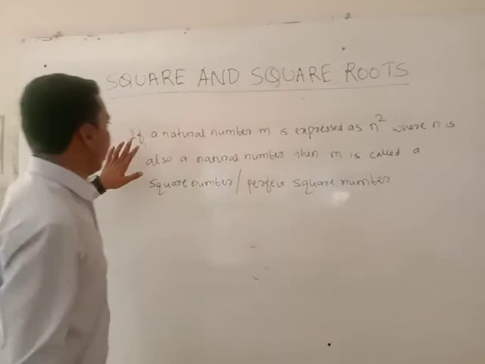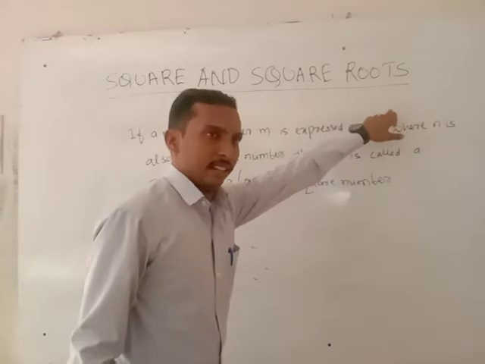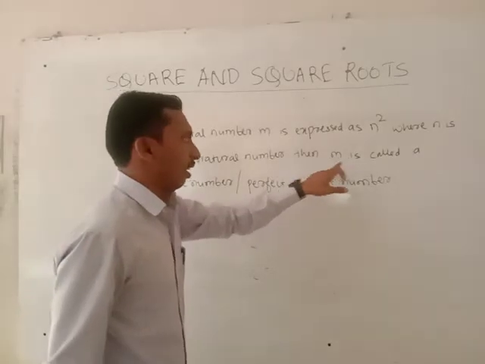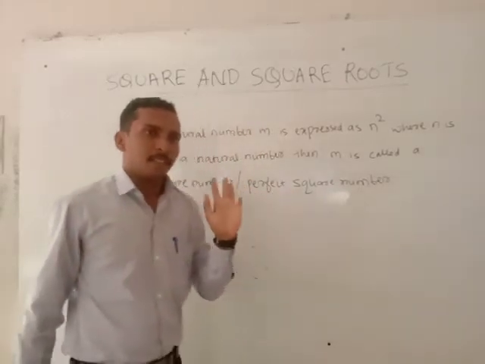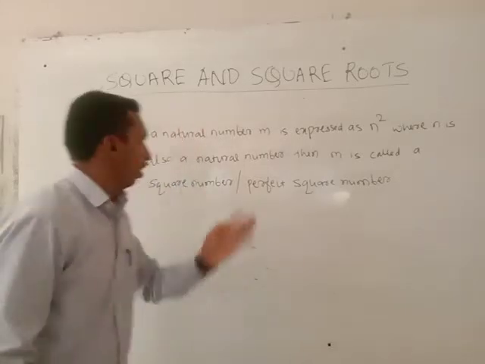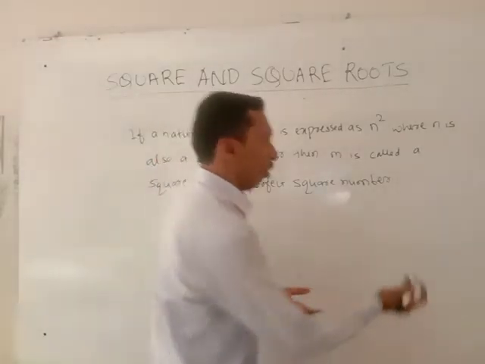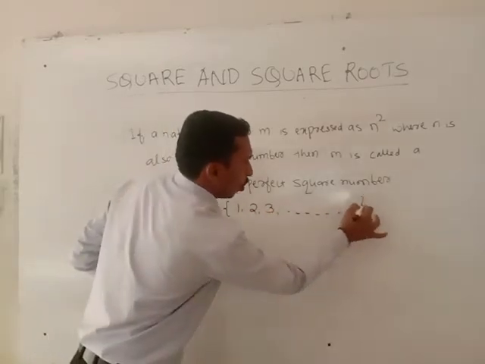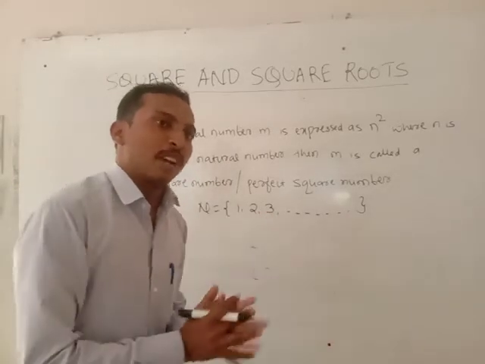So now what is this? If a natural number m is expressed as n square, where n is also a natural number, then m is called a square number or perfect square number. So now I will explain this statement by taking natural numbers. As you know, here both m and n are natural numbers. What are natural numbers? The set of natural numbers can be denoted as 1, 2, 3 and so on up to infinity. That you know already. Now both m and n are natural numbers.